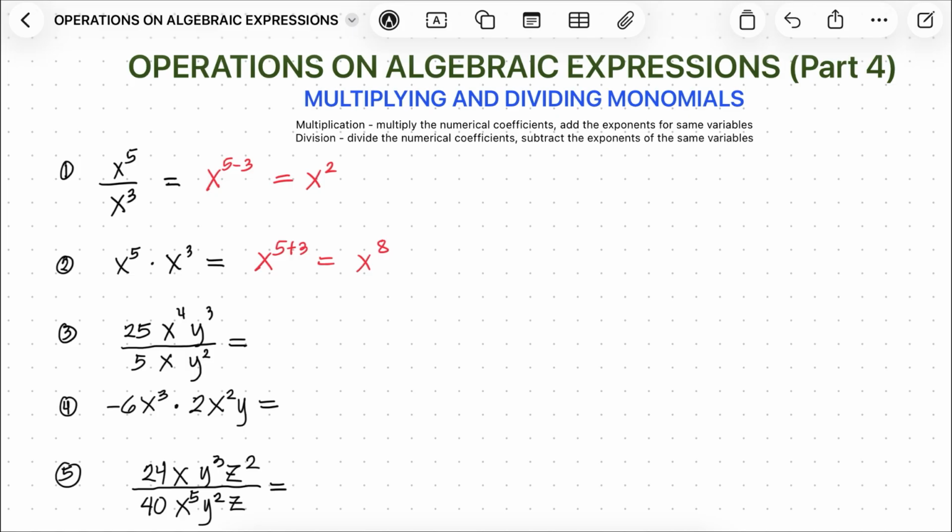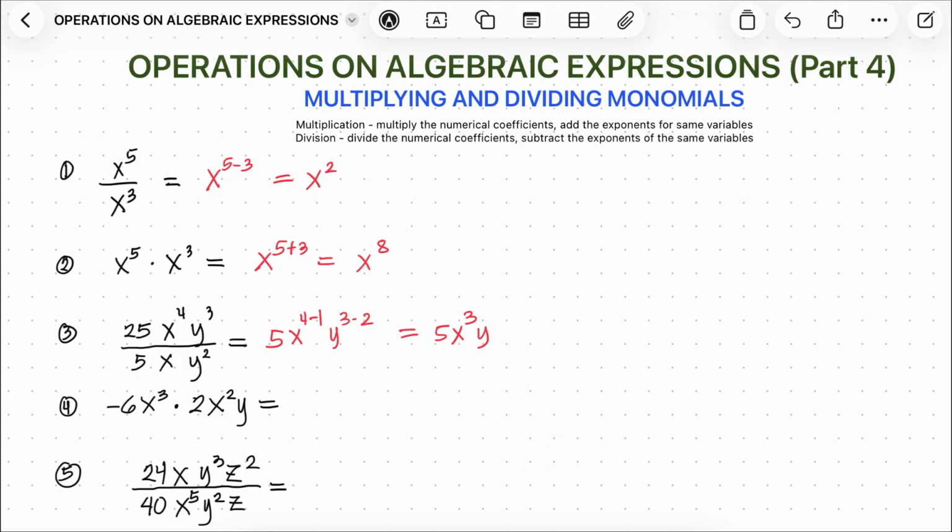Okay, number 3, we have 25x raised to 4, y raised to 3 all over 5xy squared. So divide the numerical coefficients. That will give us 25 divided by 5. That is 5. Okay, and then we have x raised to 4 minus 1. Remember, if it doesn't have an exponent, it's understood to be 1. Next, y raised to 3 minus 2. So to finalize our answer, this is 5x raised to 3, y.